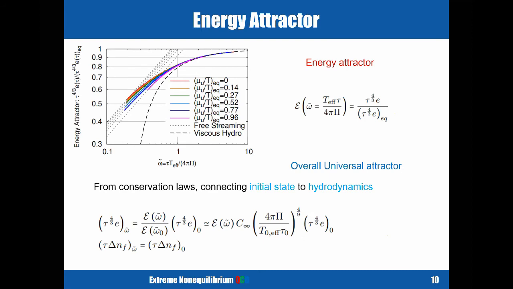And we can also inspect the energy attractor. We define this energy attractor in this form, the time to the four-thirds times the energy, normalized by its equilibrium value. This energy attractor will start from a small number and eventually reach one at a very late time. So although we see some discrepancy between different chemical potential systems, they have an overall universal attractor behavior during this equilibration.